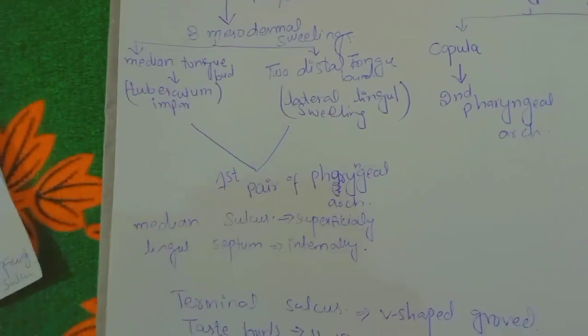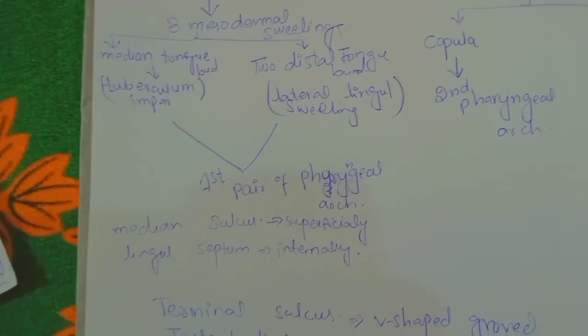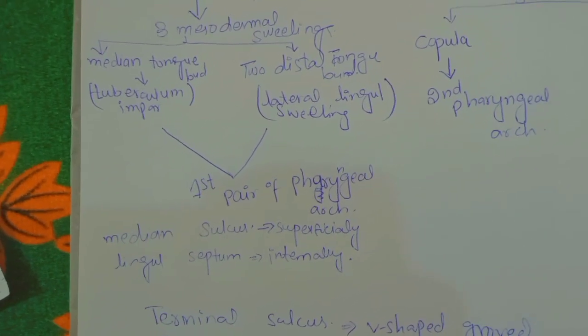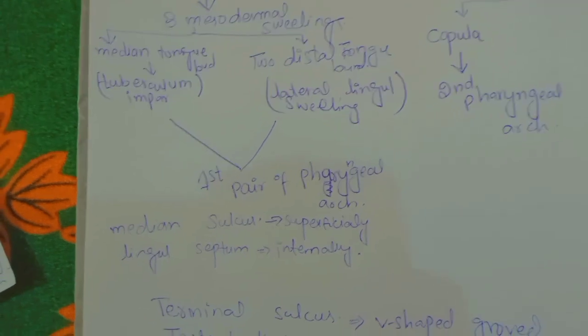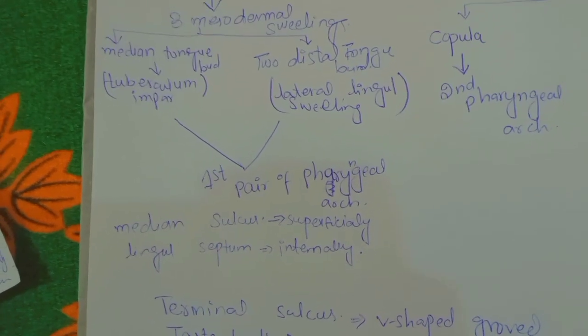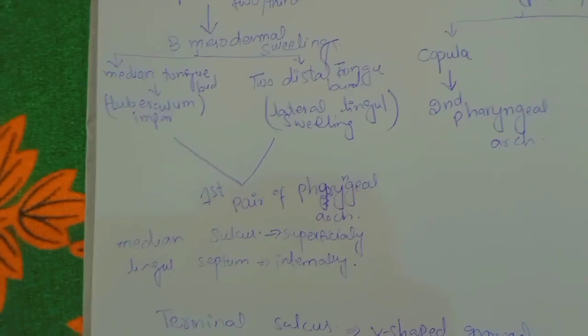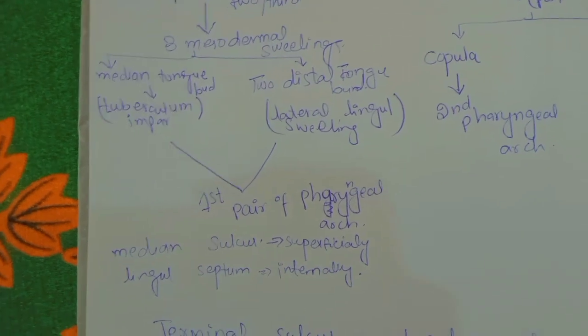When the distal tongue buds grow over the median tongue bud and fuse, in the midline of the tongue, superficially a sulcus is formed which is known as median sulcus, and internally it is known as lingual septum.